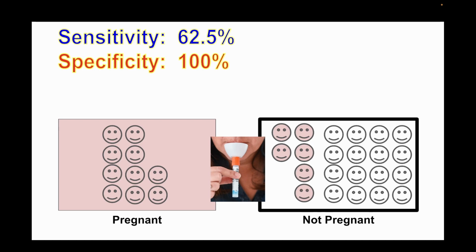So if a friend took my new pregnancy test and the test said they were positive and they asked you if it's reliable, what would you tell them? You would say yes, because 100% of non-pregnant women were told they were not pregnant, meaning only pregnant women received positive results. But what if the test told them they were negative? Then what would you tell them? You could say, well, since the sensitivity is 62.5%, that must mean 37.5% of pregnant women were told they were not pregnant. So a negative result from this test is not reliable.